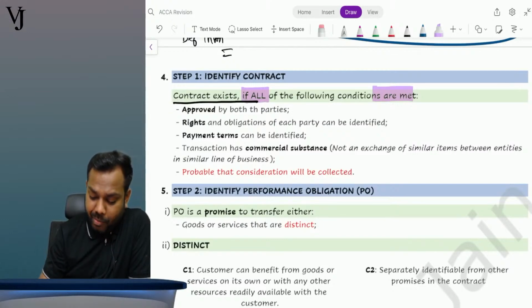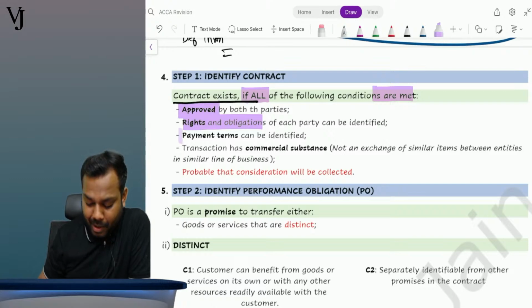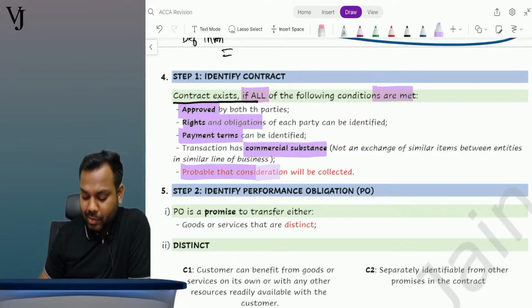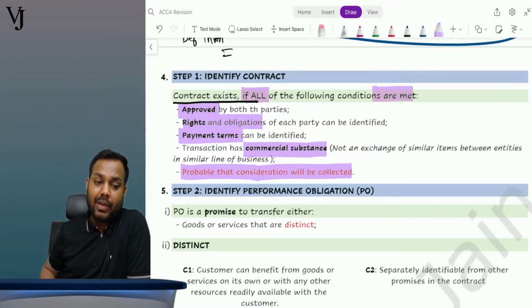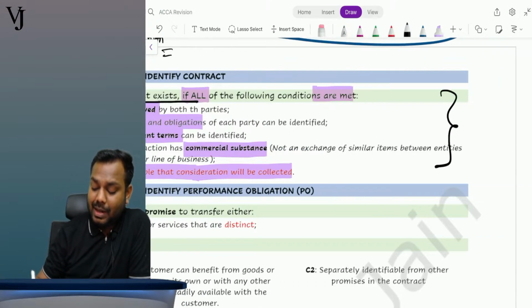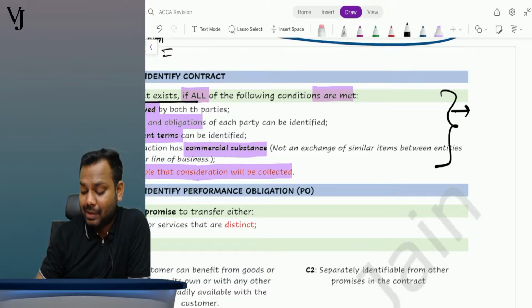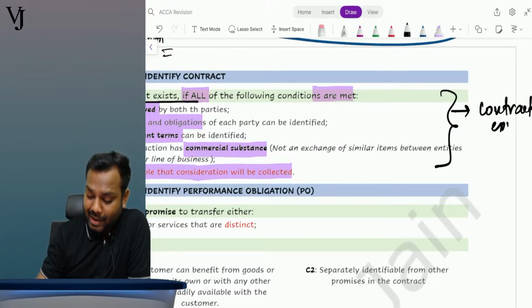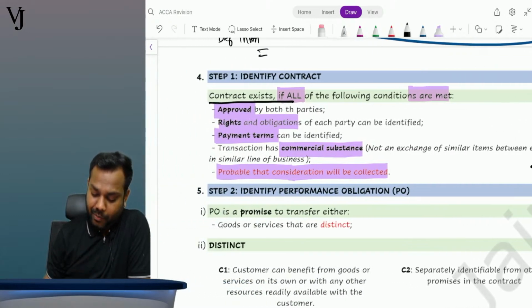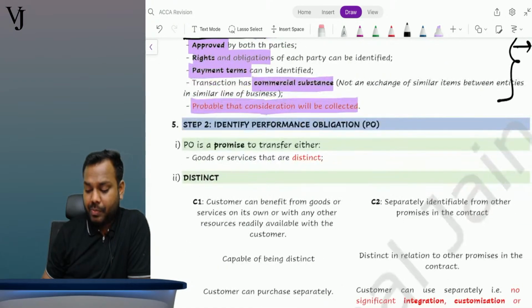It should be approved by both the parties. Rights and obligations of each party can be identified. Payment terms can be identified. Transaction has a commercial substance, and it is probable that the consideration will be collected. Okay, so these are the 5 conditions which need to be satisfied. Once all these conditions are satisfied, then I can say that a contract exists. Okay, contract exists. Now, can I move on to step number 2?